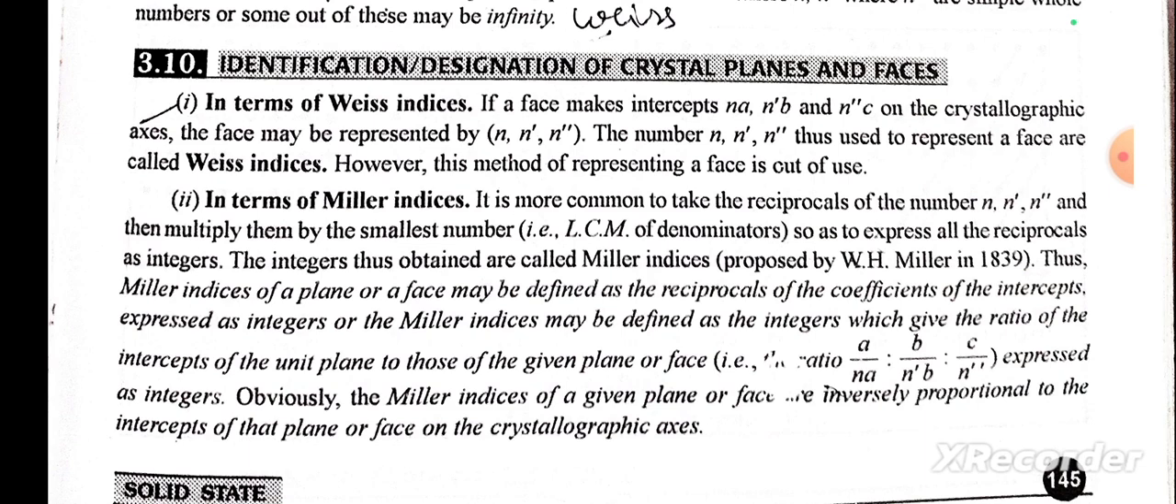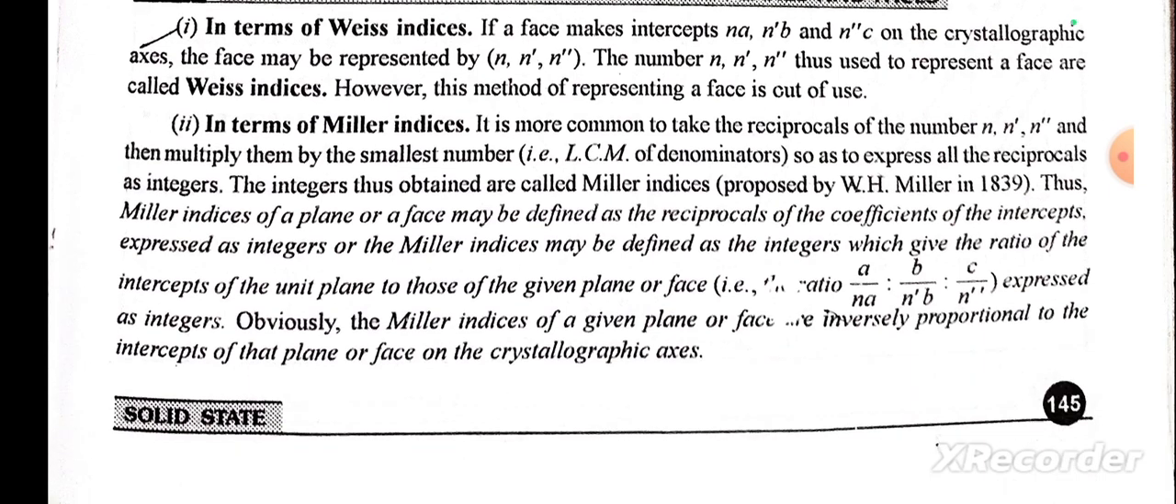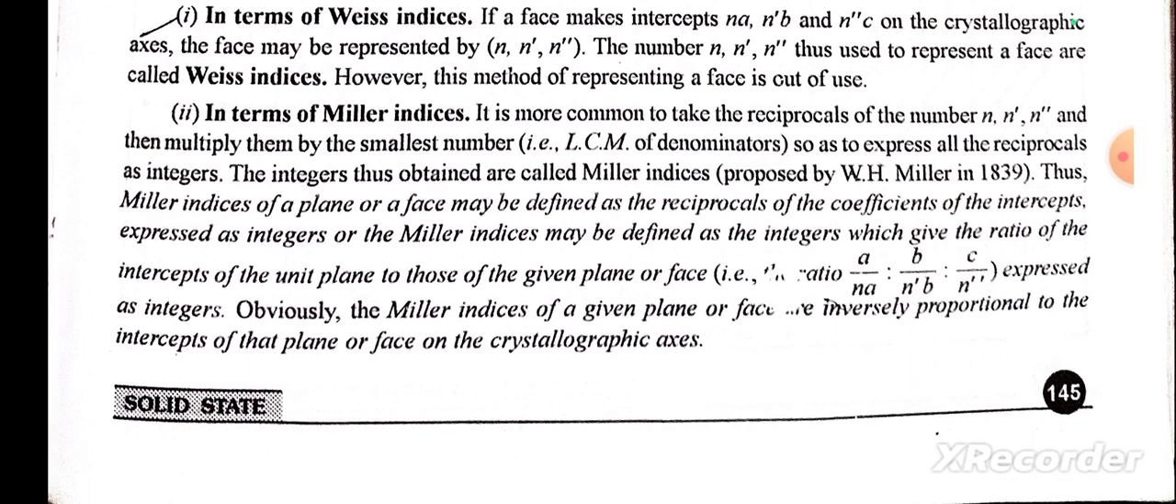Identification and designation of crystal planes and faces. First, in the notation of Weiss, if a face makes intercepts na, n'b, n''c on the crystallographic axes, the face is represented by the numbers n, n' and n''. These numbers are used to represent the faces, called the face indices. However, this method of representing a face is seldom used.